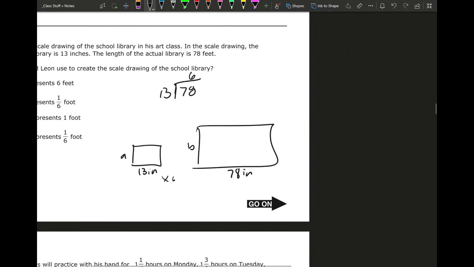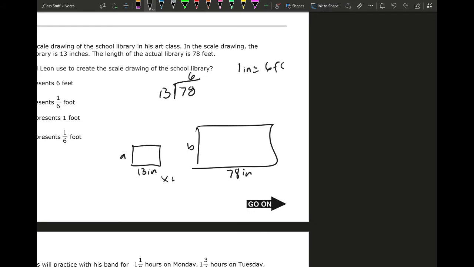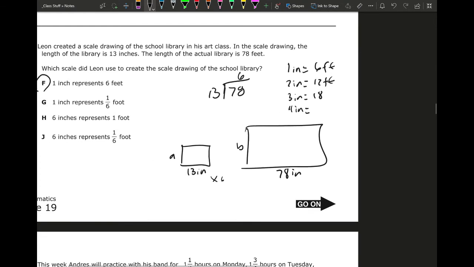Because if you have 1 inch, 6 feet, 2 inches equals 12 feet, 3 inches equals 18, 4 inches equals 24, 5 inches equals 30, 6 inches equals 36, so forth, so on, right? Until you get to 13 inches equals 78. You can also do that on the side if you like. It'll take you a little bit longer, but it works, right?